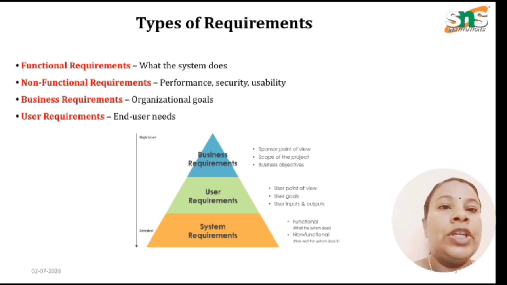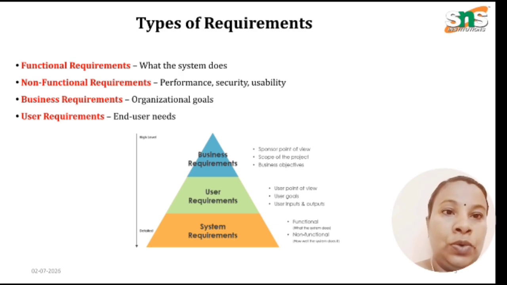Functional requirements define what the system does. Non-functional requirements define the cross-functional characteristics such as performance, security, usability. Business requirements consist of organizational goals. User requirements deal with the end user needs.